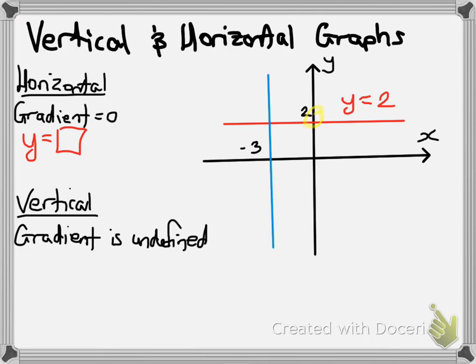If we then look at the vertical lines, in this instance what we say is the gradient is undefined. It doesn't actually have a gradient as such. The equation though still exists, but it is written as x equals whatever number it crosses on the x-axis. So in the example over here, we can see that it's crossing through -3 on the x-axis. So the equation for that particular line is simply x equals -3.